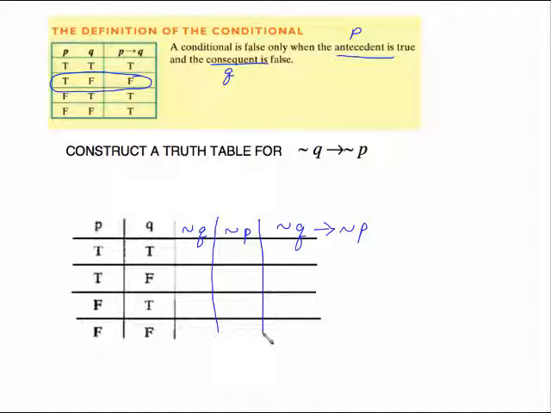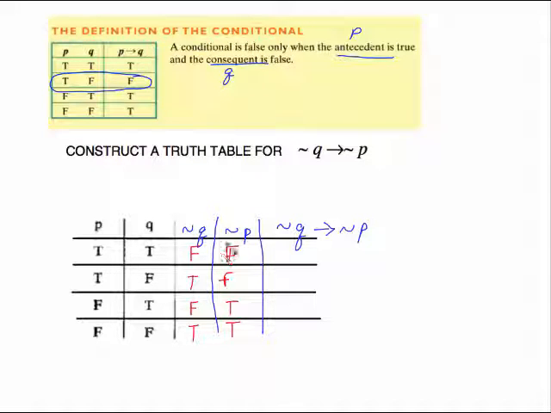Not Q is just a matter of negating the Q column. The Q column is right here. Negate means change those around. So the truth values have been flip-flopped. Same thing for not P. I will flip-flop these. So this goes to false, false, true, true.